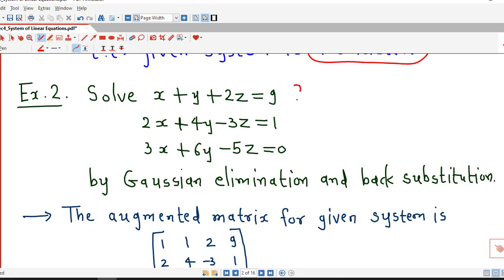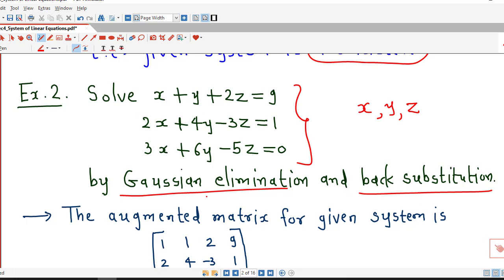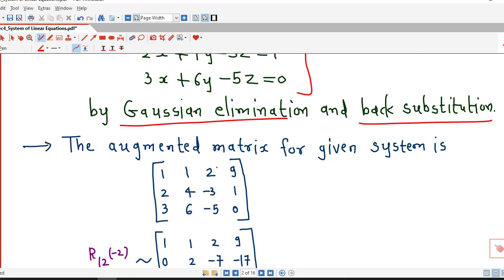Given system is a system of 3 linear equations in 3 variables x, y and z. We have to solve this by Gauss elimination and back substitution. So as usual we write down the augmented matrix for the given system.